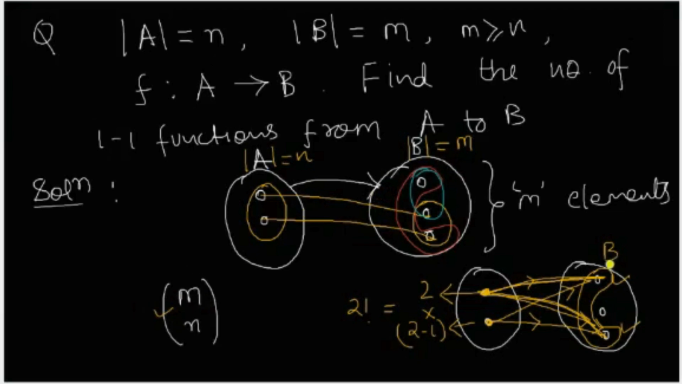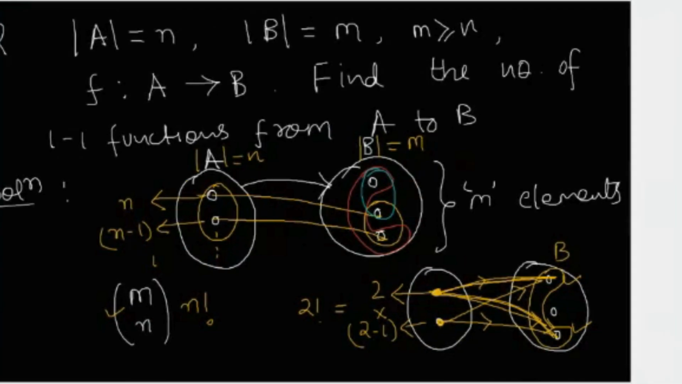And once you have selected, each of these elements will have, the first element will have n ways, second one will have n minus 1 ways, and so on. So mCn times n factorial. So these are the total number of one-one functions.